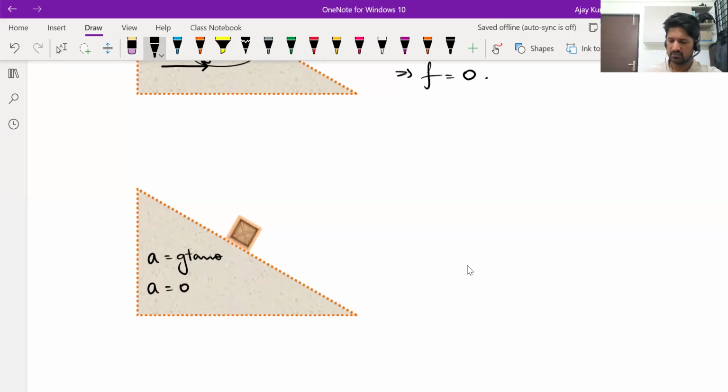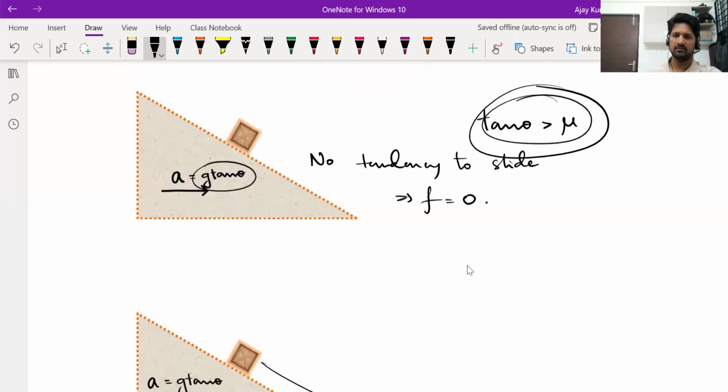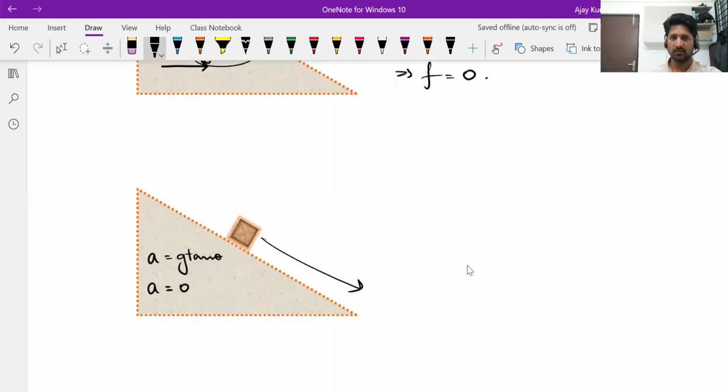Assume the acceleration of the wedge is 0. If the acceleration of the wedge is 0, the block will definitely slide because friction is not sufficient. The angle of incline is too much. It will definitely slide. Friction won't be enough to prevent sliding. But for some value of acceleration between these two, for some minimum acceleration, friction will exactly be enough. Friction will just be sufficient to prevent sliding of the block.